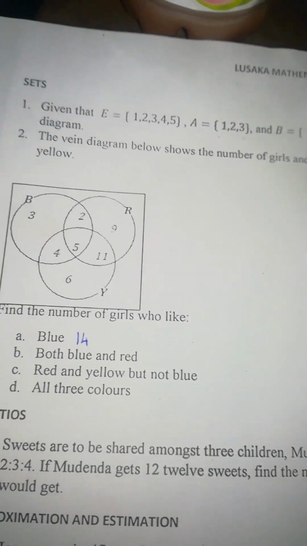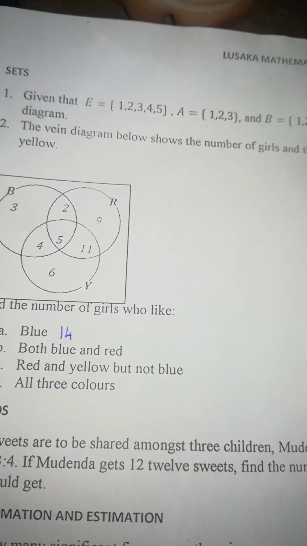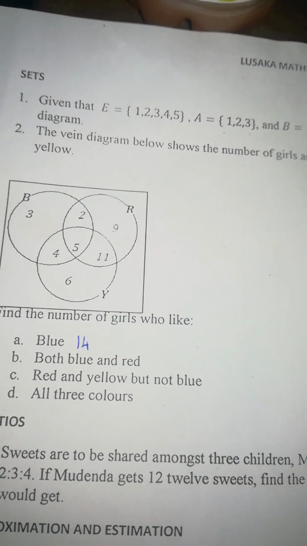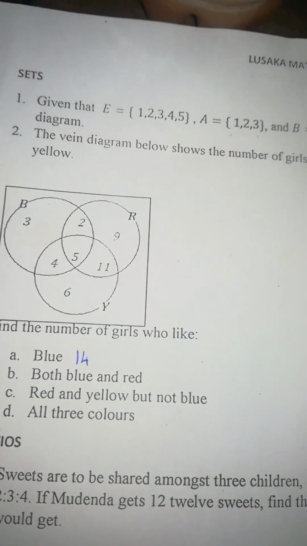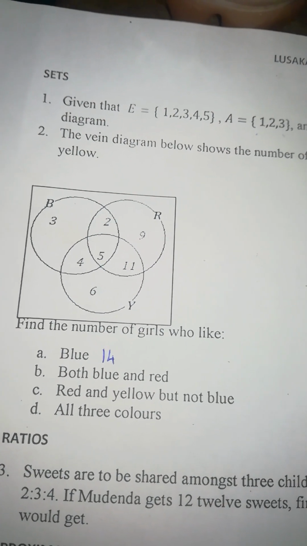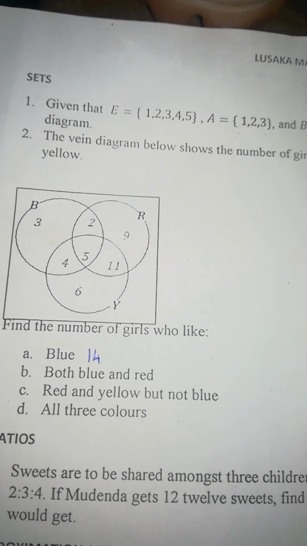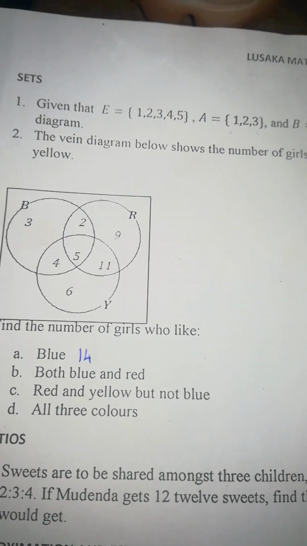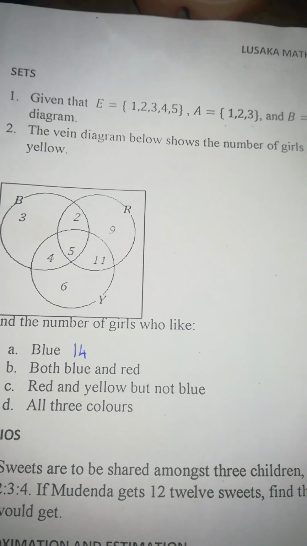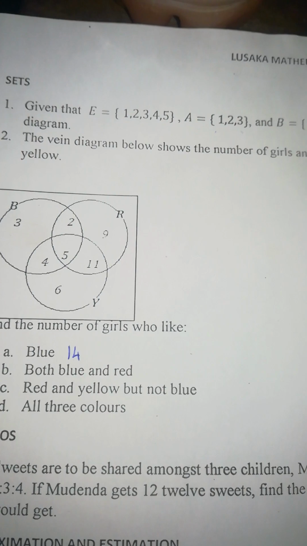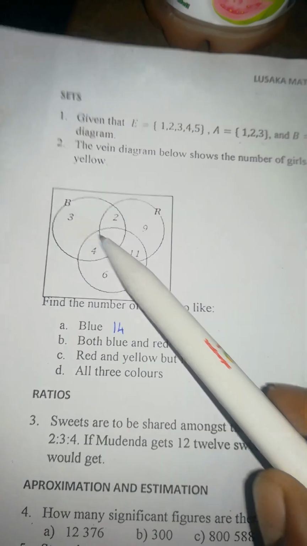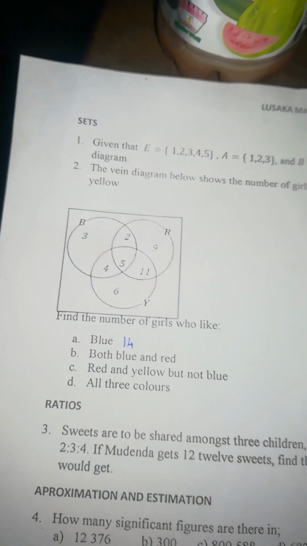Not that these are people who like both, no, but those who come from the blue set and those who come from the red set, then we sum them up. So find the sum of those who like blue, then we add the sum of those who like red. To avoid double counting, we say B plus R minus B intersection R. The reason we subtract the intersection is to avoid double counting, because if we get those who like blue, the intersection would have already been counted.